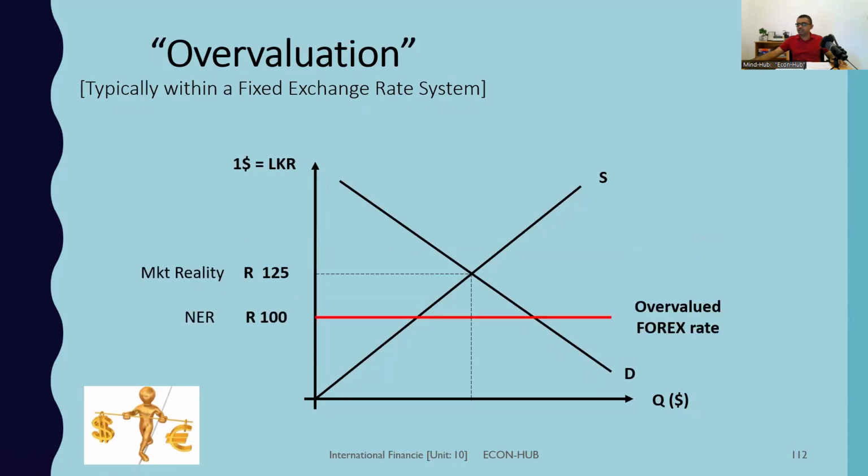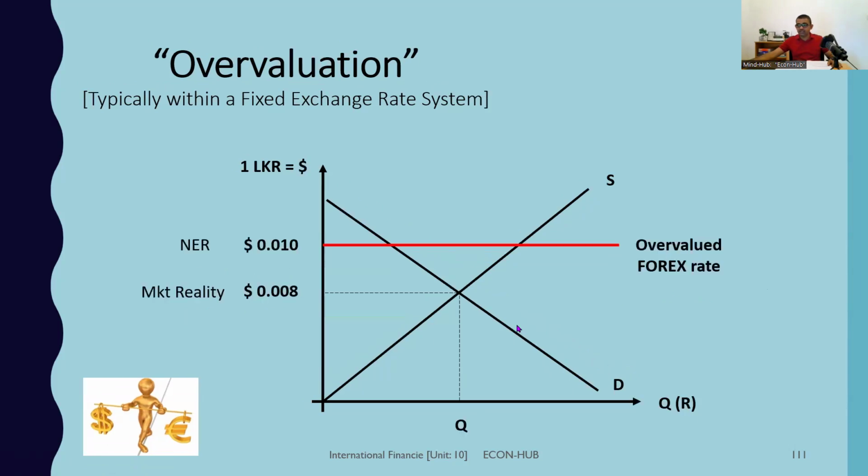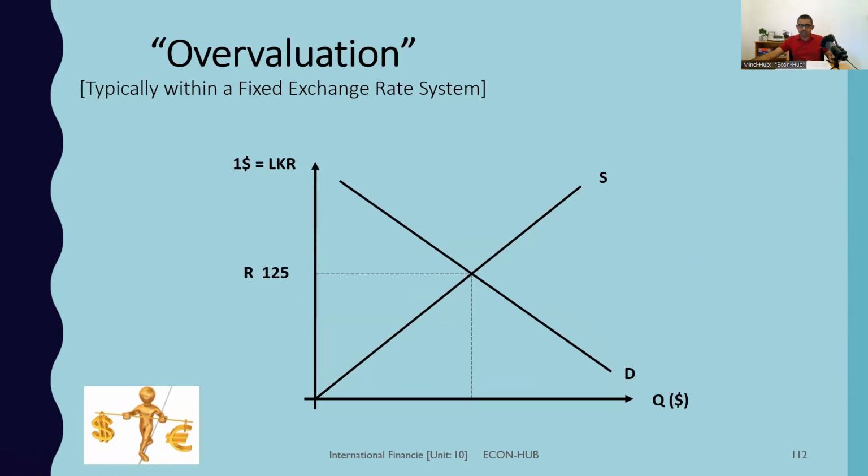The heading has to change. Oh, sorry, my mistake. This is the direct quotation, and this is the indirect quotation. I'm showing both. I'm being very comprehensive. In the indirect quotation, this is how you see overvaluation. In the direct quotation, what we are used to normally, this is how we see overvaluation. Both methods are okay.